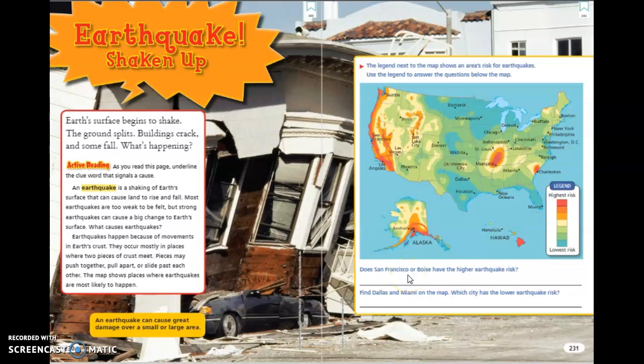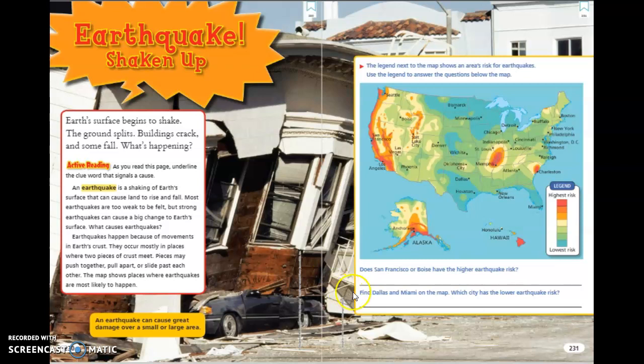Does San Francisco or Boise have the higher earthquake risk? So then we've got to look for where San Francisco and Boise are. Right here, there's San Francisco and here's Boise. So right where Boise is and right where San Francisco is, which city has the highest risk for earthquakes? Pause the video and write the answer below. Awesome. The answer was San Francisco.